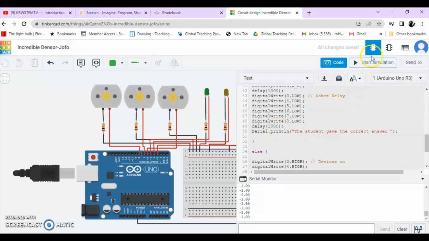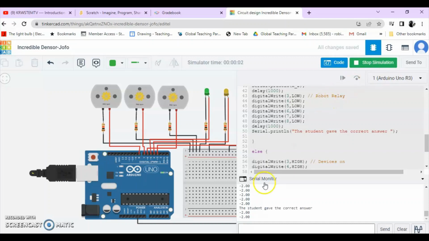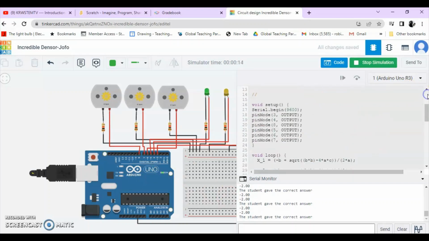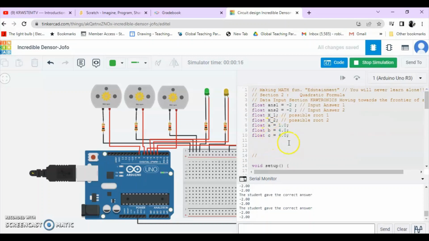Great. So if I start my simulation now, let's see what happens. And of course the student gave the right answer, and you can see the right answer is -2 all the time. So that's ideal. And of course, if I change the values of A, B, and C, I would get different values, and that will depict that I have different quadratic equations as well.